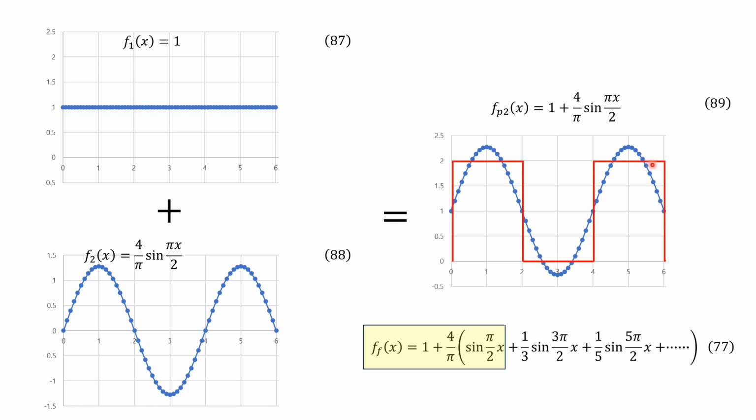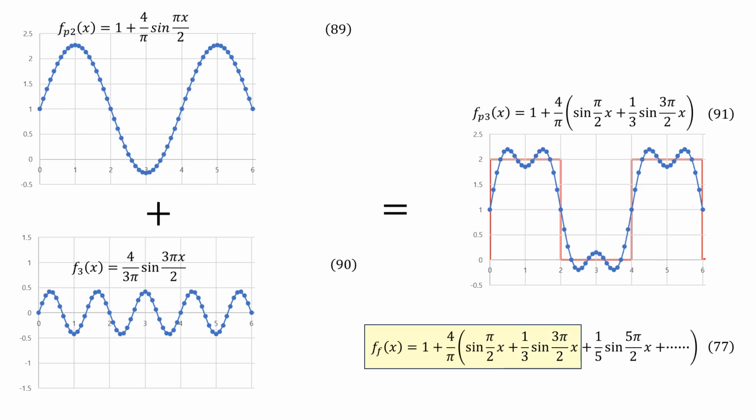The blue graph representing fp2 in equation 89 is the result of adding 1 to the cosine function in equation 88, so it is the same as the result of the cosine function in equation 88 being vertically shifted by 1 in the positive direction of the vertical axis. Although it is different from the square wave graph, you can see that it has a roughly approximate shape.